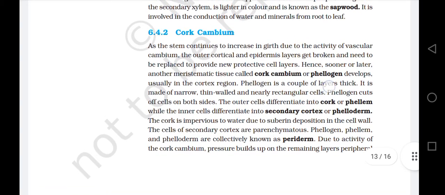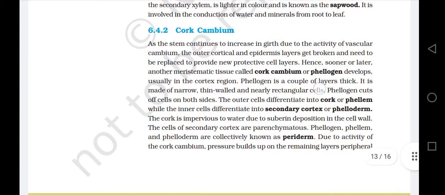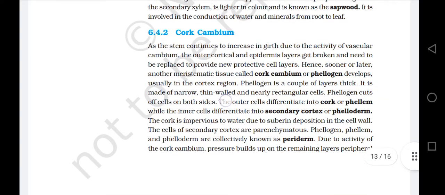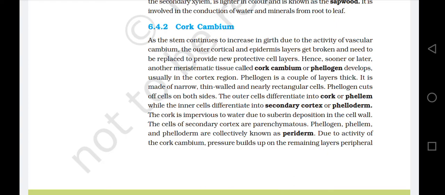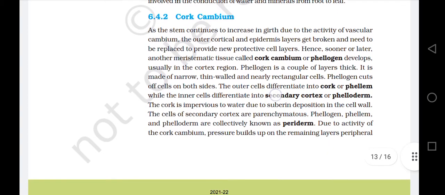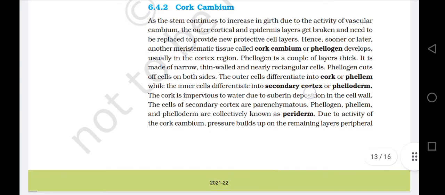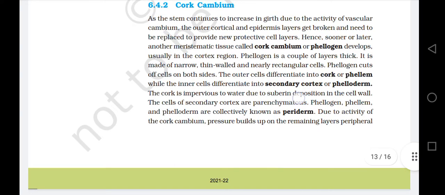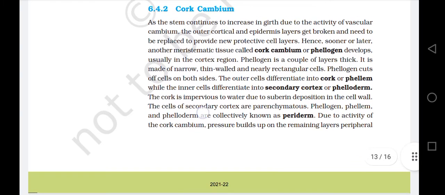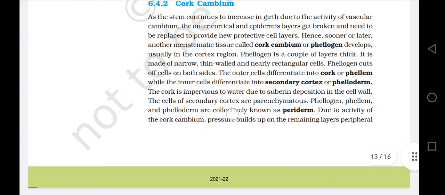Phellogen is a couple of layers thick. It is made of narrow, thin-walled and nearly rectangular cells. Phellogen cuts off cells on both sides. The outer cells differentiate into cork or phellem, while the inner cells differentiate into secondary cortex or phelloderm. The cork is impervious to water due to suberin deposition in the cell wall. The cells of secondary cortex are parenchymatous. Phellogen, phellem, and phelloderm are collectively known as periderm.